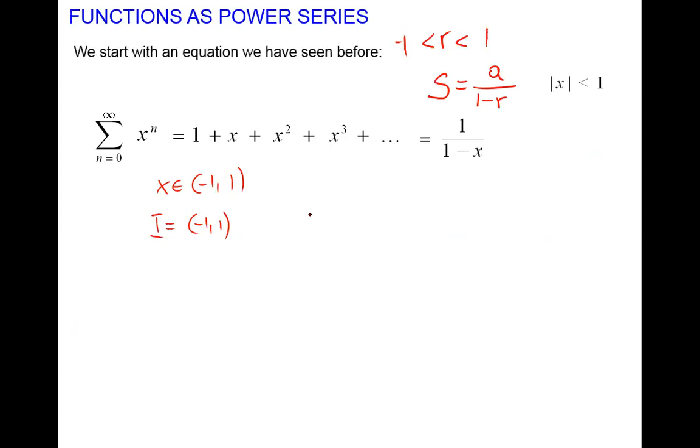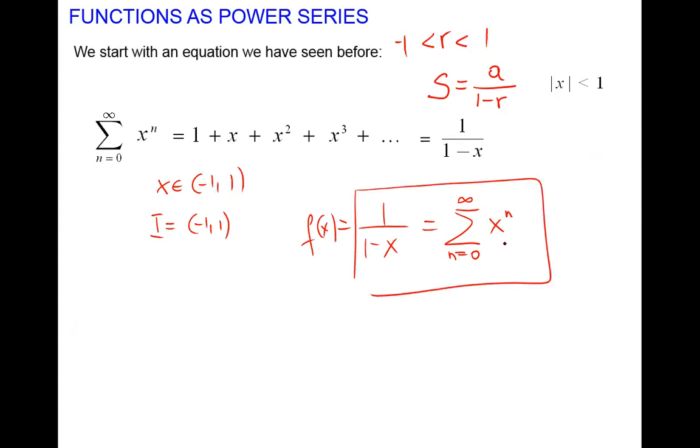Let me write this way. Having a function, 1 over 1 minus x. This is just a rational function. What is the power series representation for this function? It is simply the power series of x to the power of n. Of course, only if x is between -1 and 1.